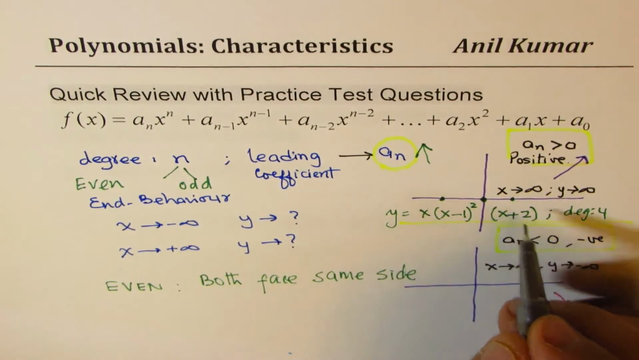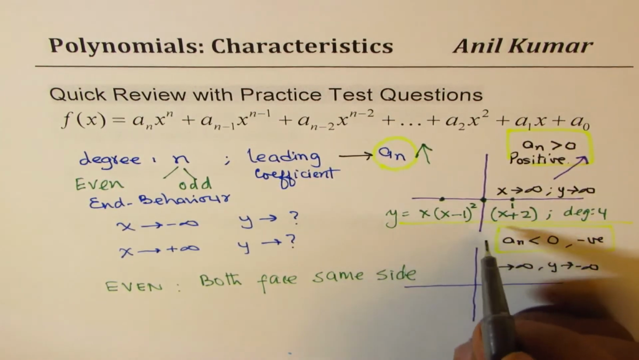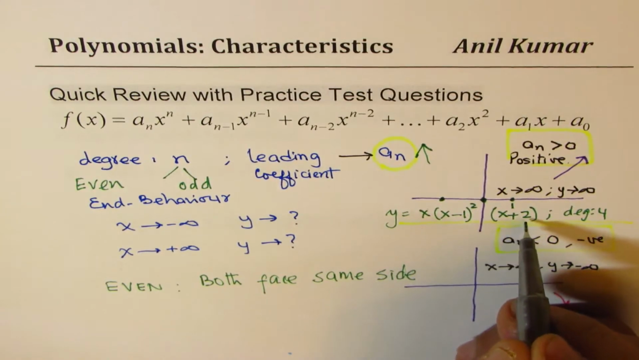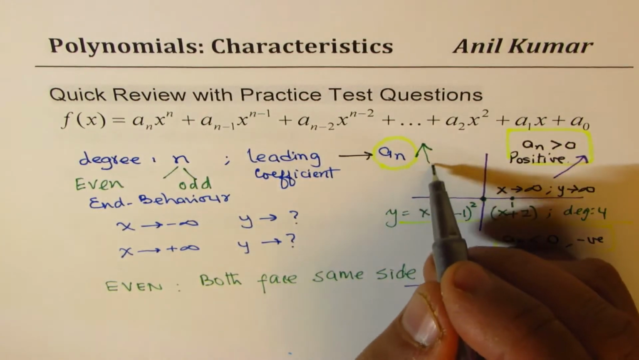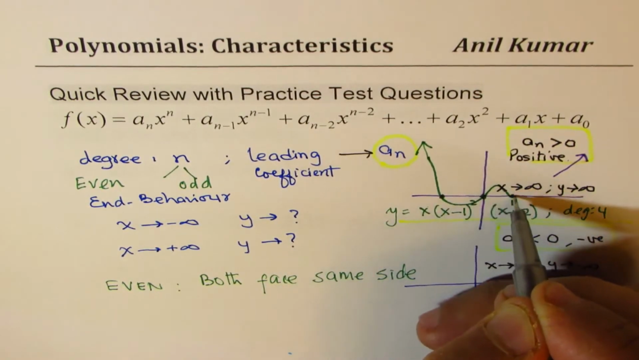At 1 it is of order 2, right? So this is at 1, order 2. But all others are linear zeros, right? So at minus 2, it is a linear zero. So it will just go, let me just draw like this now. Okay, and then it will turn like this.